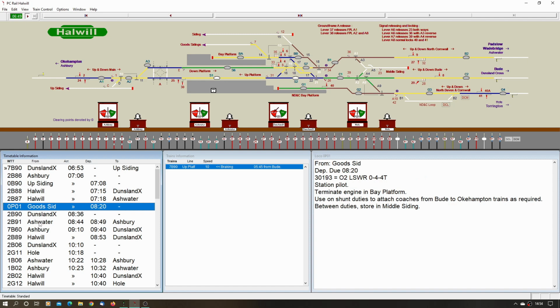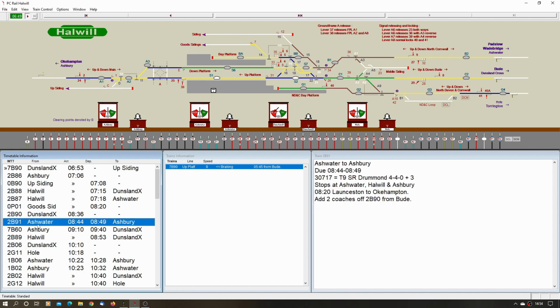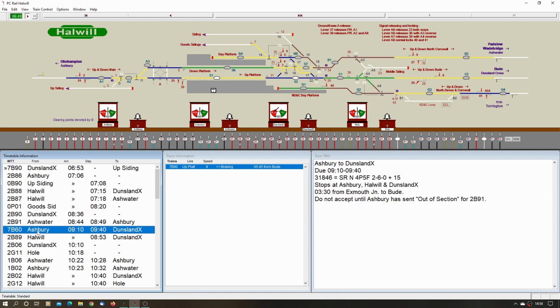I'm going to have a quick look through it. And that's the one what caught me out, 7B60. Do not accept until Ashbury has sent out a section for 2B91. Now what I did previous, I accepted this freight and he offered it on about 8:40, and I've got this passenger to leave this 2B91, so I should have sent that one first and refused that, but I didn't, and caused major delays.